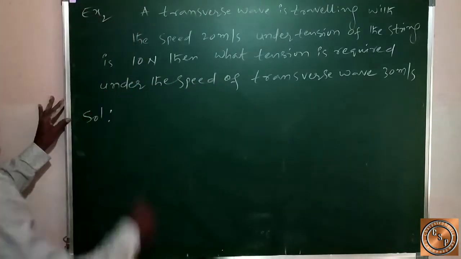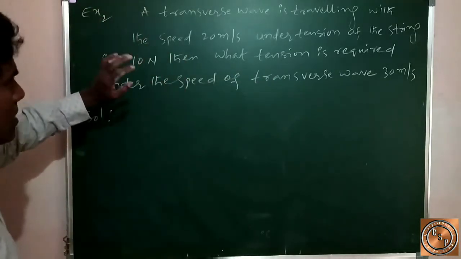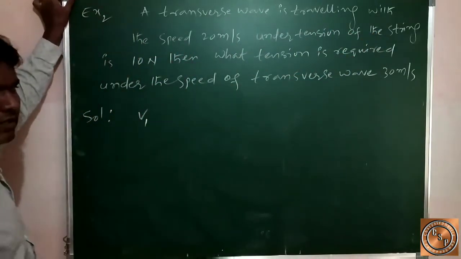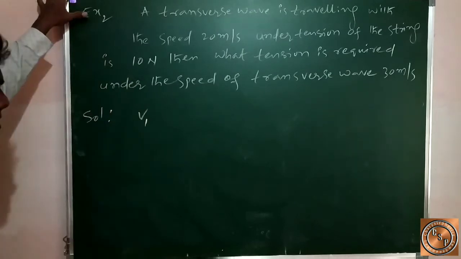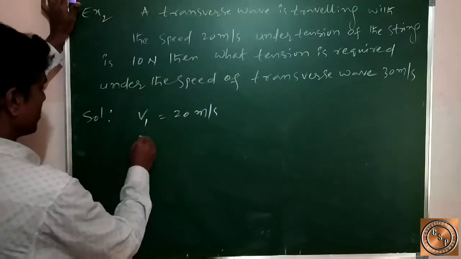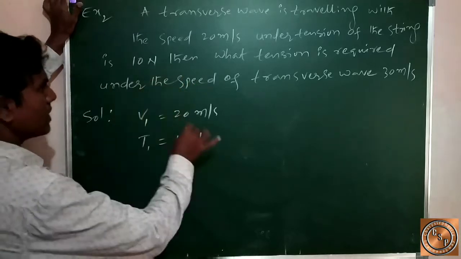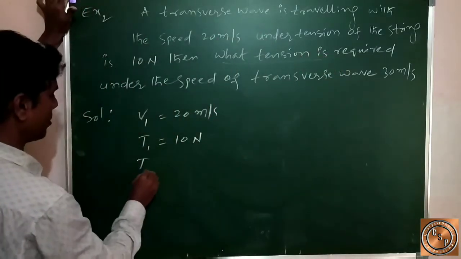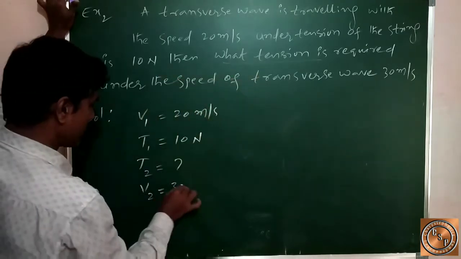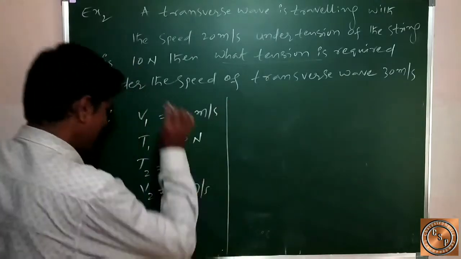So now, what are the values given in the question? You can identify first. 10 newtons is given. A transverse wave is traveling with the speed 20 meter per second. So let us consider the speed of the transverse wave along the string is given, that is V1 equal to 20 meter per second. Under the tension, so what is the tension? Tension is equal to 10 newtons. Then what tension is required? That means we don't know the tension. At which speed? That is the speed V2 equal to 30 meter per second. Then we have to find out the tension T2 here.